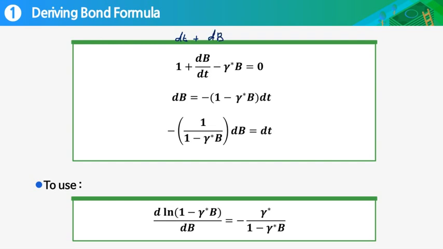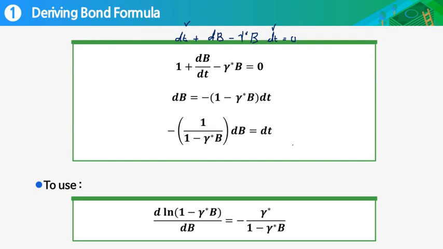Because basically it's the ratio between a very small change of dt and a very small change of dB because of dt. So gamma star b dt equals 0, right, by multiplying by dt. So we put the dt terms together on the left-hand side. So dB is minus (1 minus gamma b) dt, right? And we divide each side by 1 minus gamma b, then we have this one.